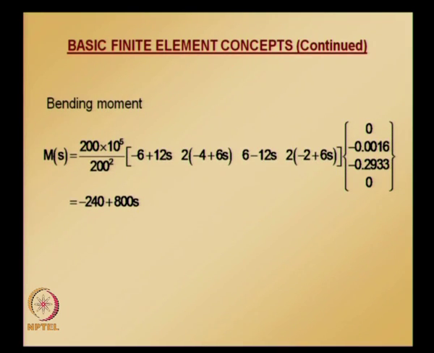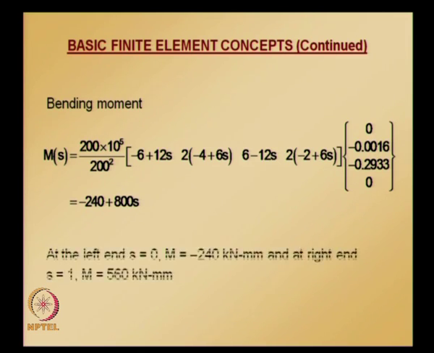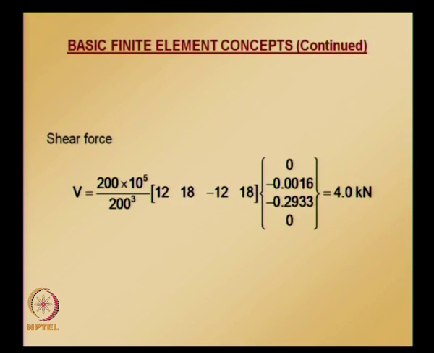And similarly bending moment, substituting the nodal values corresponding to element 2 we get bending moment. Again substituting s is equal to 0 we get the value of moment at the left end of element 2, and by substituting s is equal to 1 we will get the moment value at the right end of element 2. And now shear force is again constant over the entire length of element 2.